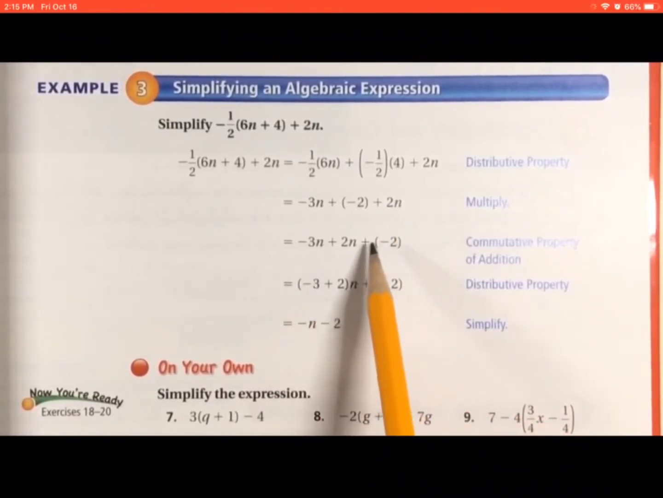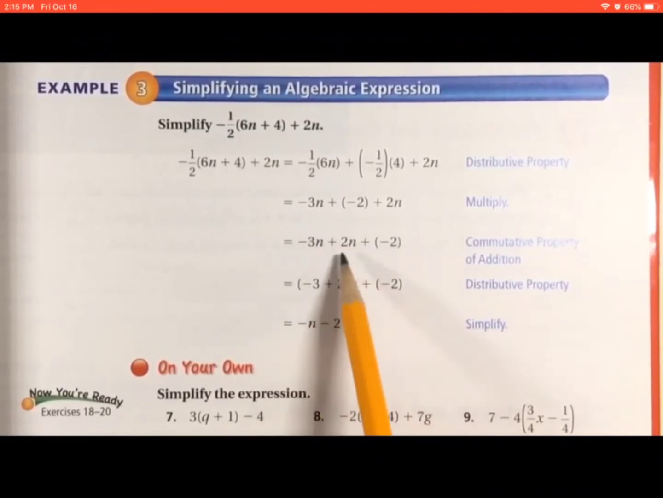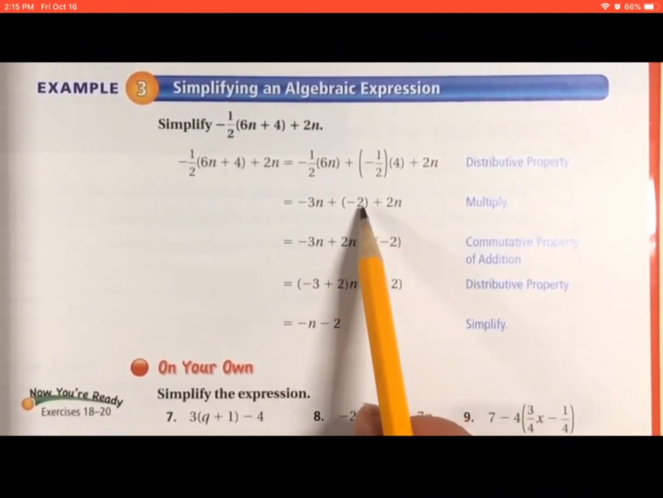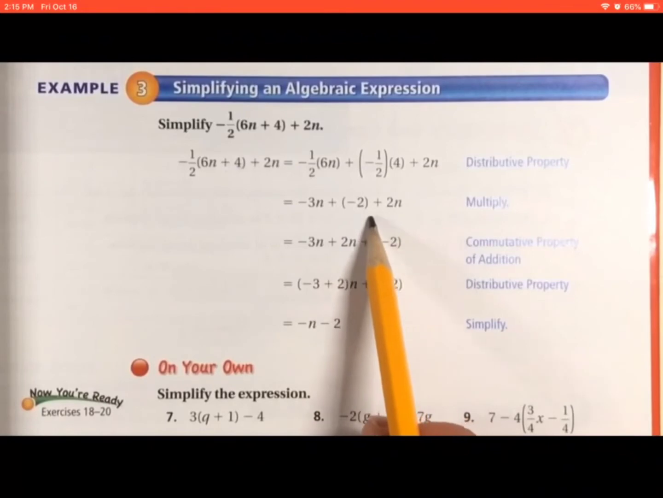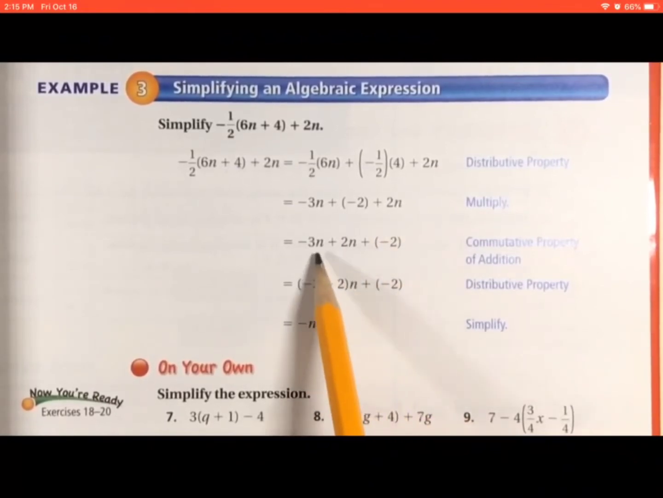Now, we switch these around. You can skip this step if you can just do that in your head, but they switched it around because they're just addition. We switch these two terms like this. So these two are next to each other, and we can combine them.